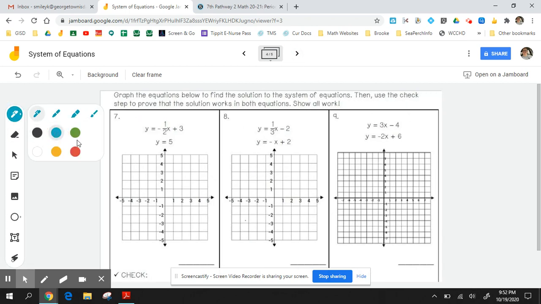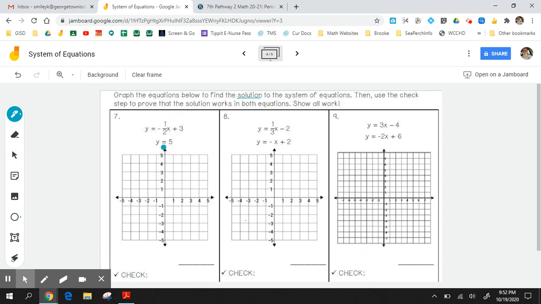On these graphs, it wants us to graph these equations, find that intersection point, find the solution. That's that intersection point. And then we can check if you want to check. So I'm going to graph these. The first thing I'm going to do is y equals 5. That is a horizontal line at 5. So I'm going to put my arrows on here for you.